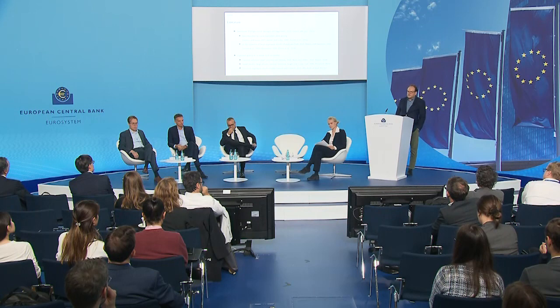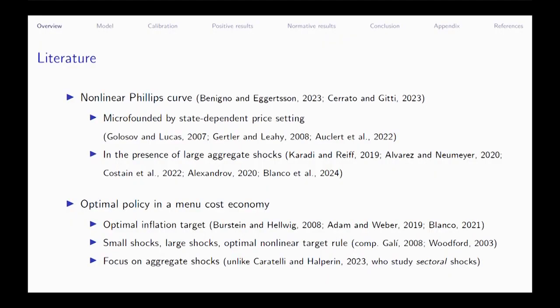In the interest of time, I will skip most of the related literature, and just point to two papers. The one, of course, by Golosov and Lucas, which is a seminal paper that micro-founded the state-dependent pricing model with a menu cost and idiosyncratic shocks to firms. And the model that we use is a very close cousin to their model. And a recent paper by Caratelli and Halperin, who also study optimal monetary policy with menu costs. However, they study sectoral shocks. Unlike us, we focus on aggregate shocks that affect all firms across the economy.